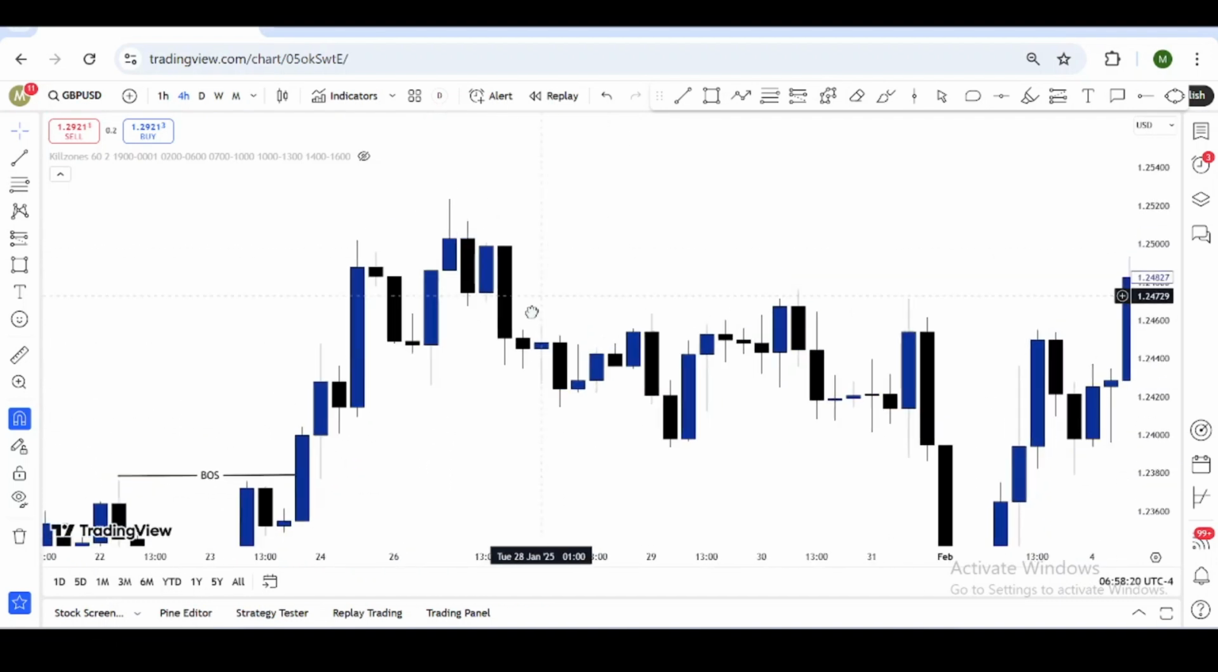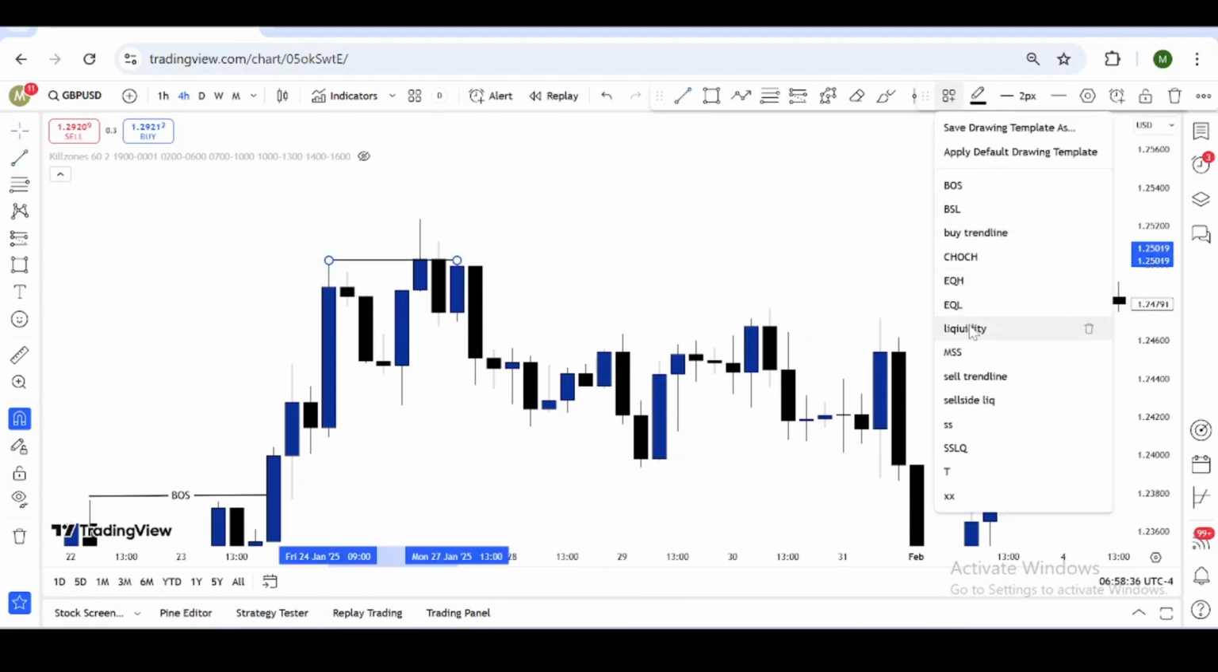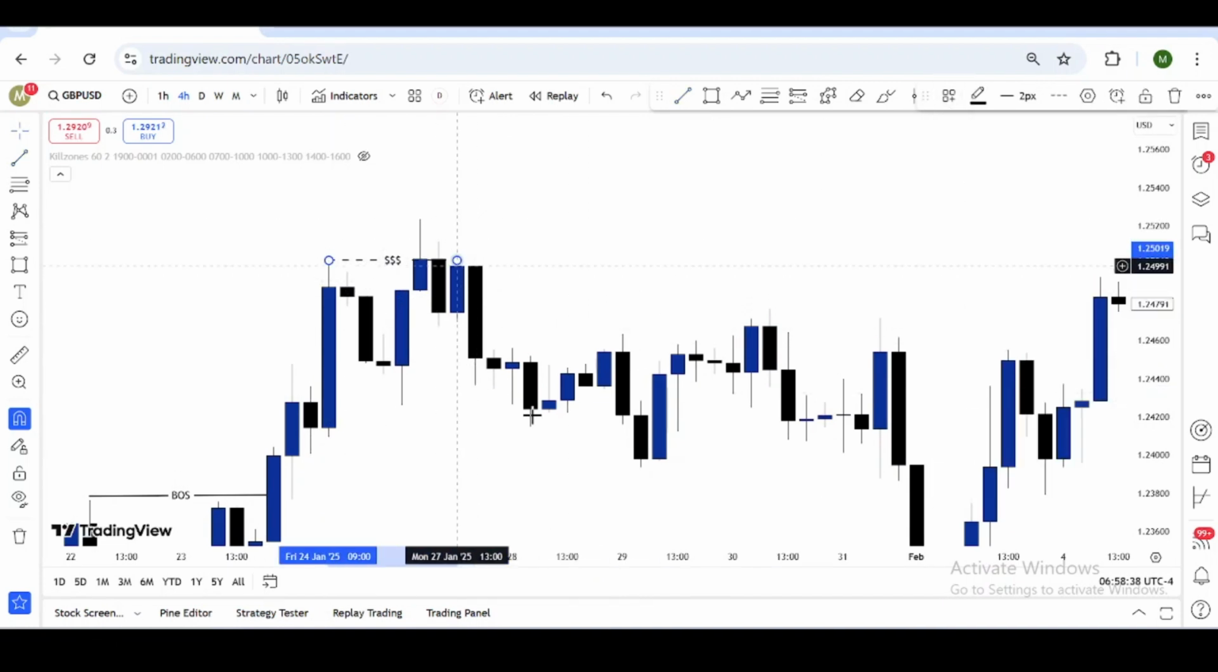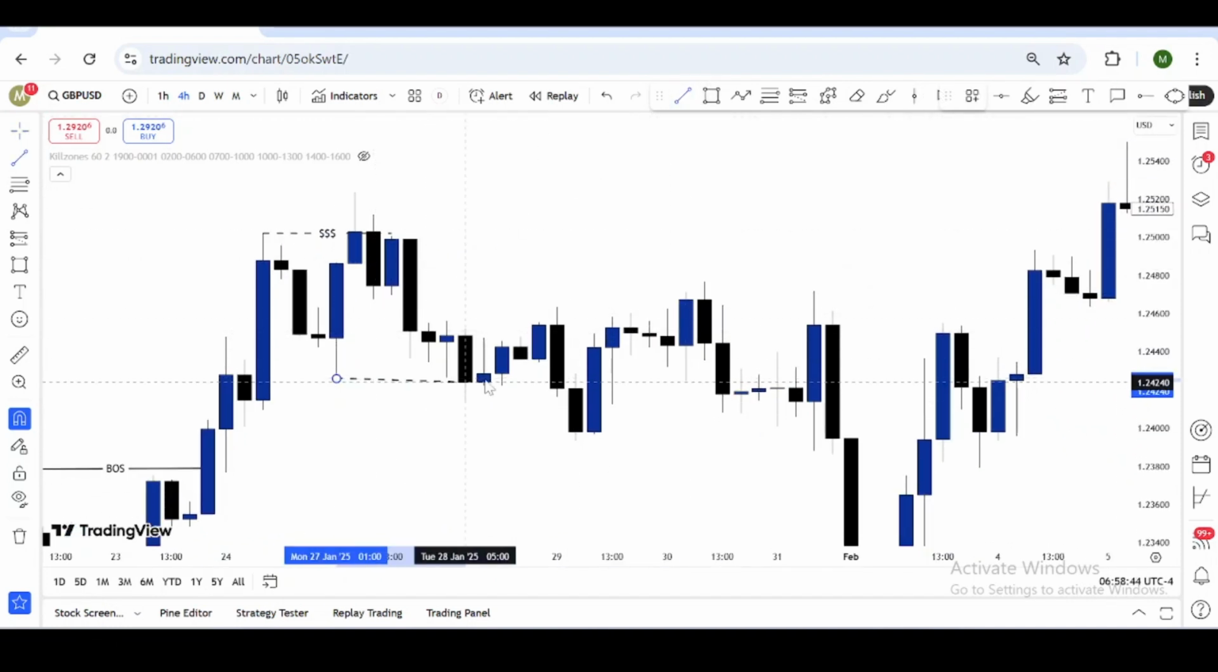Okay. Now let's identify a new break of structure. This is not a break of structure. This is a liquidity grab. This point here is a sweep of liquidity. Price pushes up, swept liquidity, and started pushing to the downside. So here we have a change of character here.